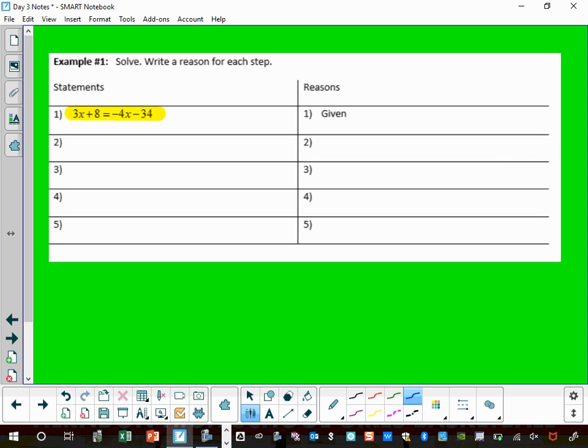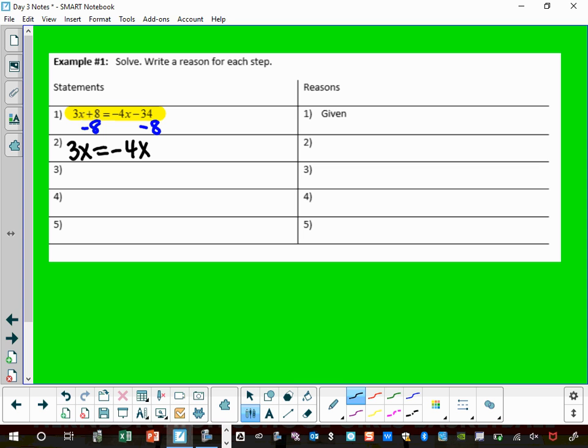Add the common. I don't have like terms here because on each side of the equal sign, I have an x and a number and an x and a number. How do I solve this, guys? Subtract 8. All right, let's subtract 8. Write this on your paper. When I subtract 8, I'm left with 3x is equal to negative 4x.